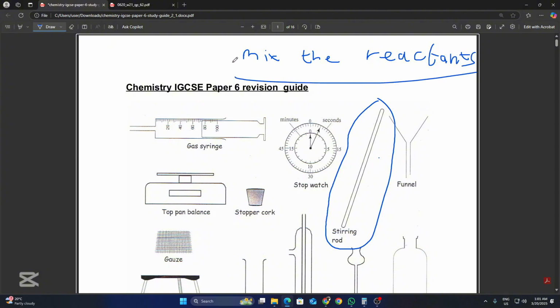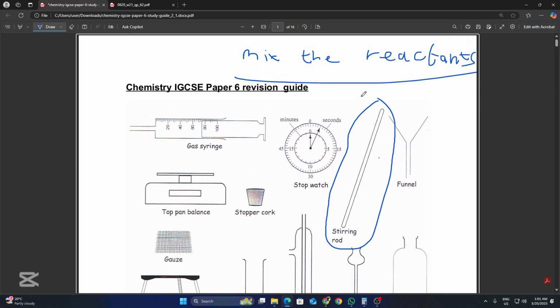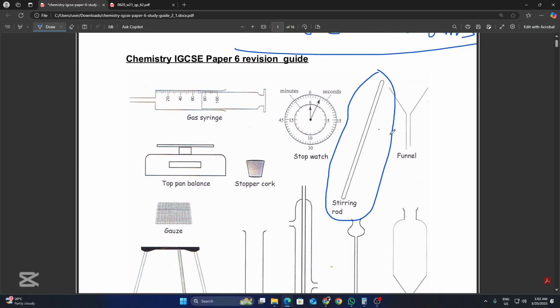The reason why we stir is to mix all the reactants together. We want to always make sure that we mix the reactants together in an experiment, and we do that using a stirring rod. The funnel is used for filtering, of course. We use filtration, we filter with a funnel. A balance is used to measure the mass or weight of anything.